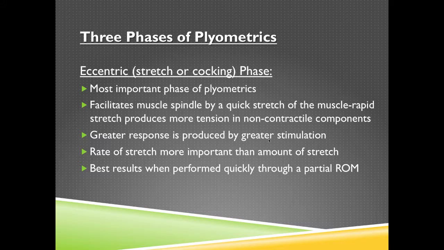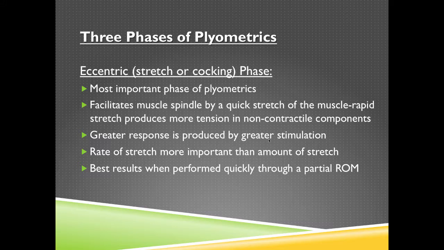Greater response is produced by greater stimulation. So the greater the eccentric drop, the greater concentric activity you're going to get out of the exercise. So the rate of stretch is more important than the amount of stretch. If you're doing a box hop and you jump off a box and then you're going to jump back immediately onto the box, you don't have to drop your butt to the floor. So you don't have to drop it like it's hot. You've got to drop it quick and then back up quick. So the range of motion is less important than the rate of stretch, how quickly you stretch it.